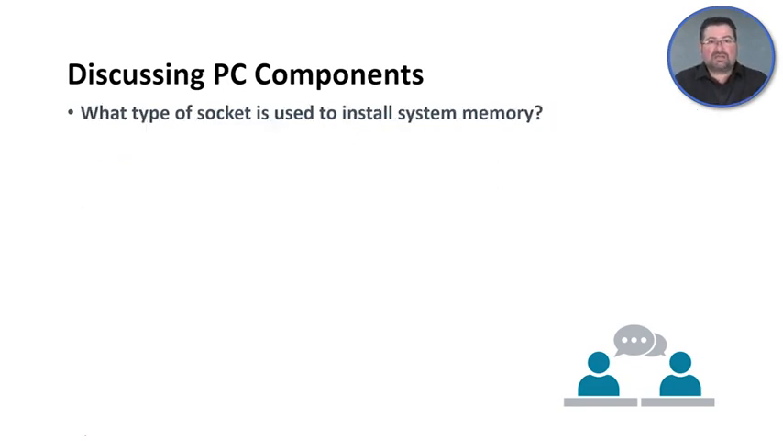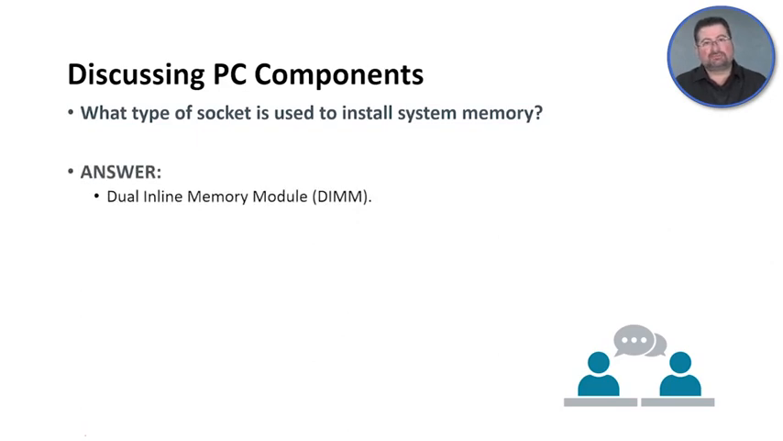All right, what type of socket is used to install system memory? I see you out there thinking. Boom. DIMMs, dual inline memory modules. DIMM slots are always the memory banks, is another way of saying DIMM slots. And that's where we put our RAM chips in, which we'll learn all about in a later chapter.